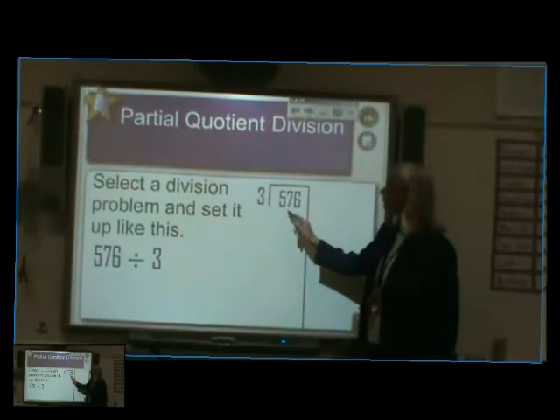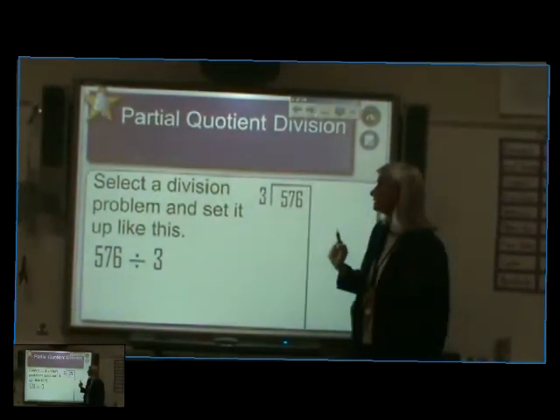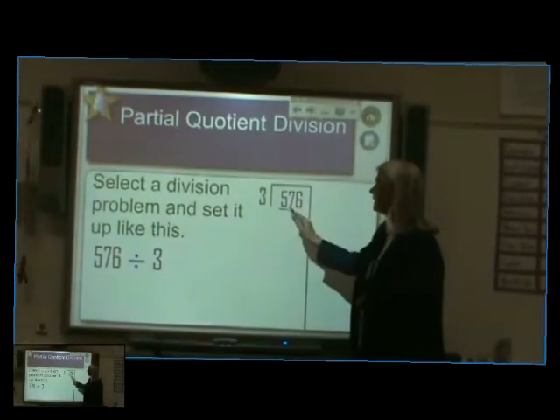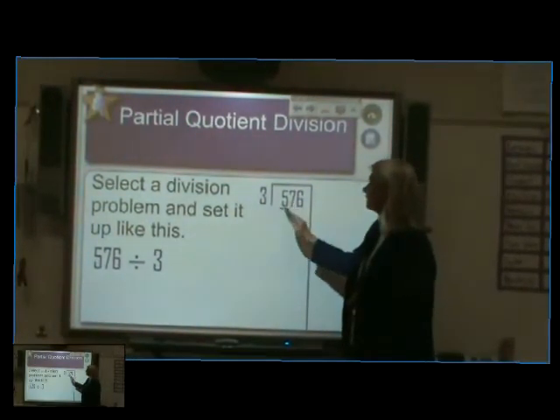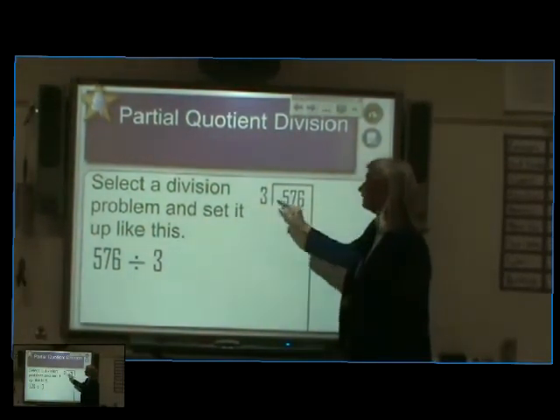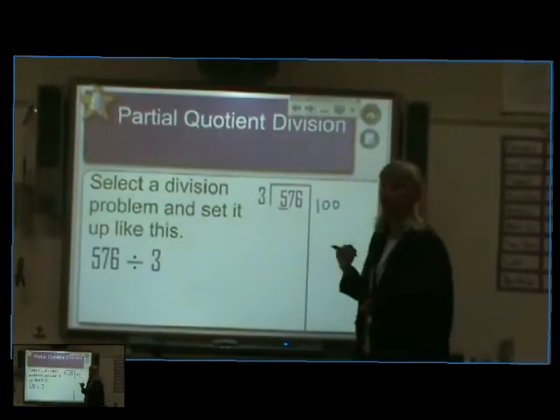Now we're going to look at our hundreds. We have to share this number, 576, three different ways equally. So we're going to look at our hundreds first, and we are going to ask ourselves, can we share at least one of these hundreds with all of our three groups? And the answer is yes. We can give each group 100. So we're going to write the 100 that we're going to give the groups over here.